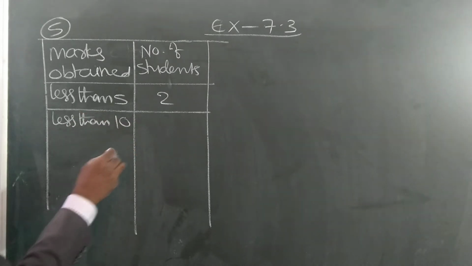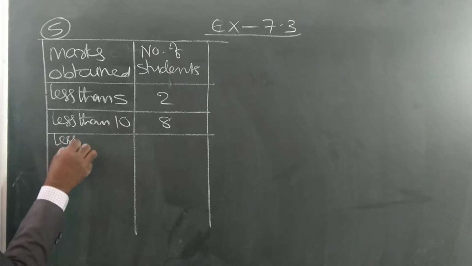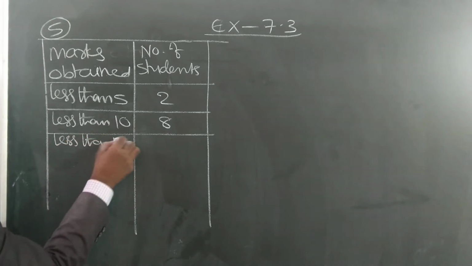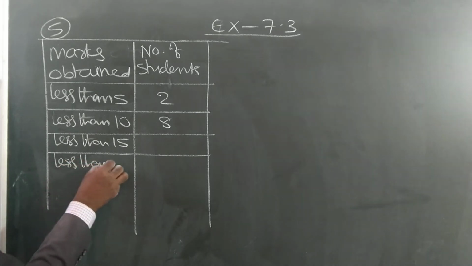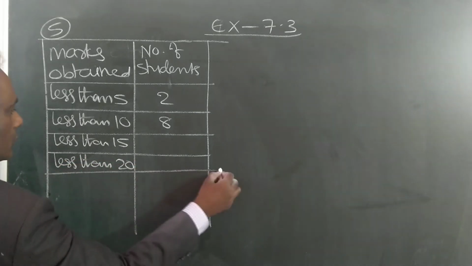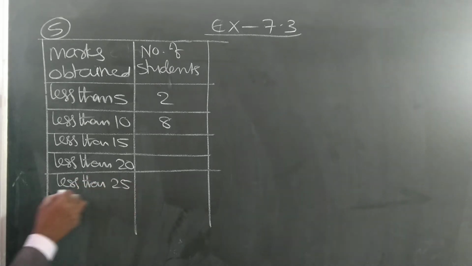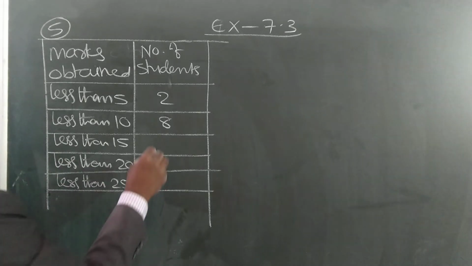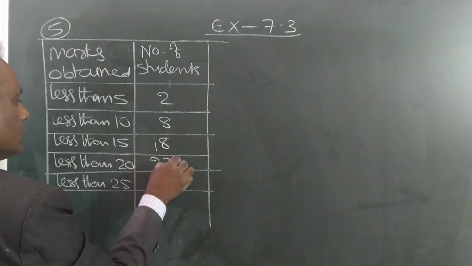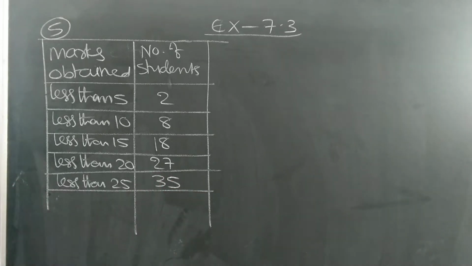Students, copy that table. 2, 8, 18, 27, 35. This is the table.